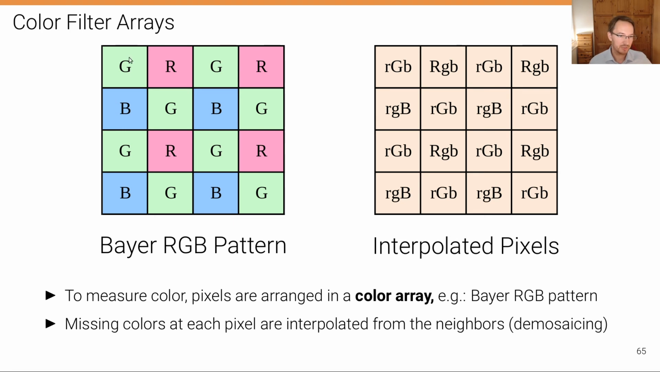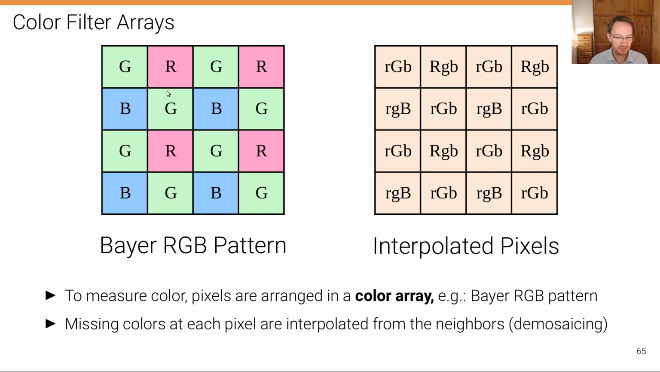And because you're measuring only one single color, red, green, or blue, at a particular pixel, you need to interpolate the missing pixels. And this is illustrated here on the right. So if you, for instance, measure green, then you have to interpolate red and blue from the neighbors.